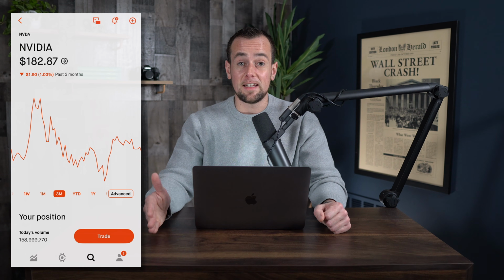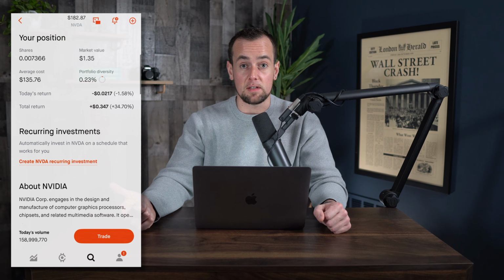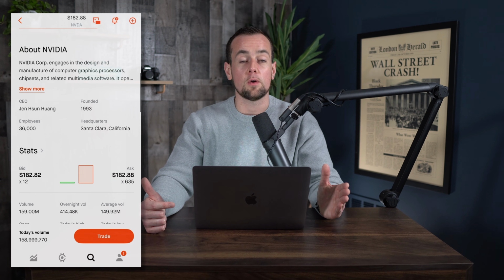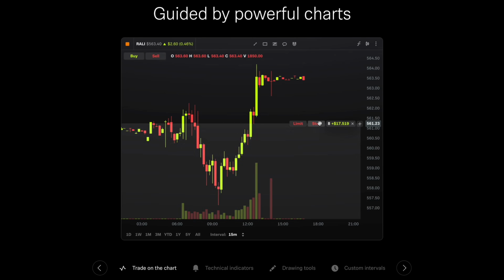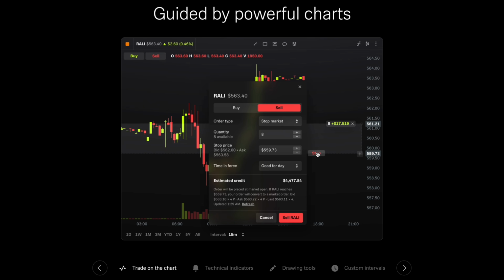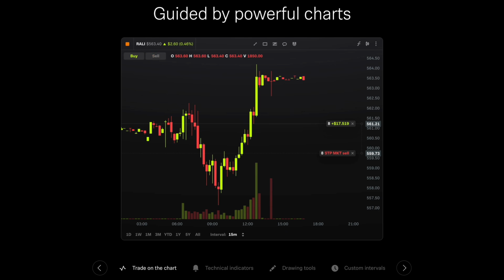Onboarding is fast, funding an account is simple and instant in many cases, and placing a trade only takes a few taps. For more active stock traders, Robinhood Legend adds more advanced charting and trading tools while still keeping everything relatively streamlined.